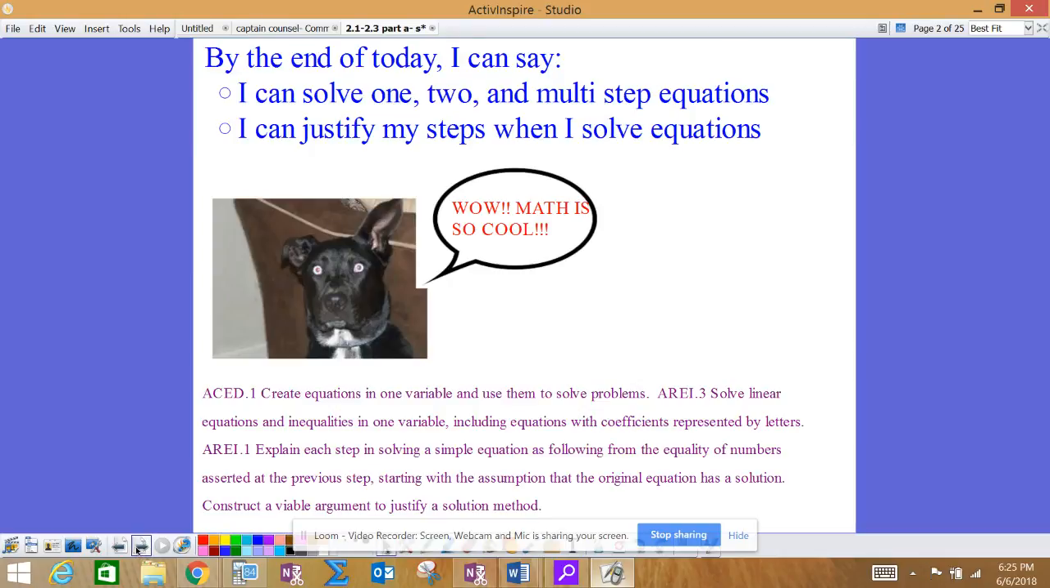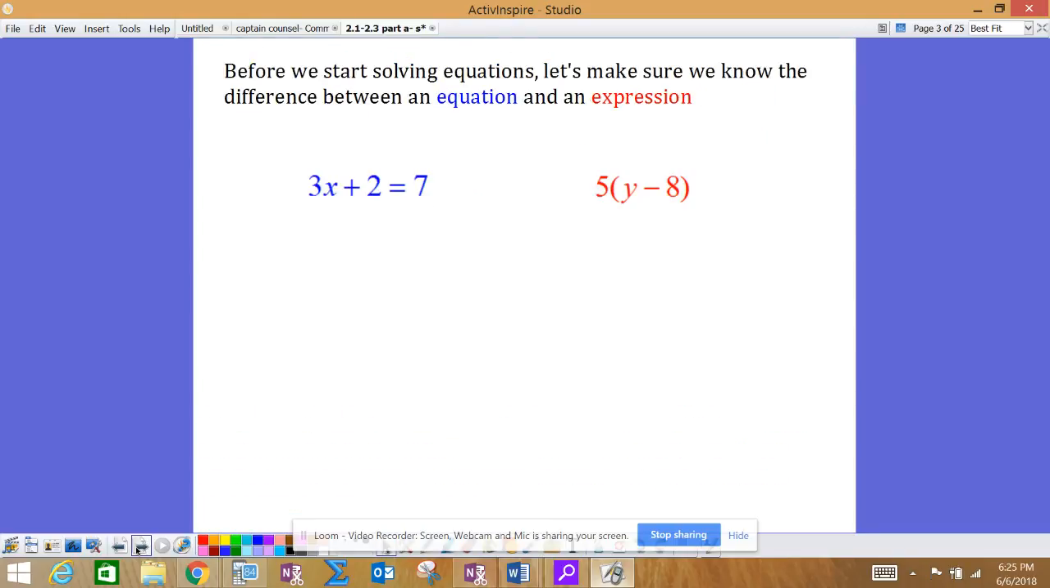So before we get started with the lesson, let's talk about what things we want to get done by the end of today. By the end of today, you're going to be able to say that I can solve one-, two-, and multi-step equations, and I can justify my steps when I solve equations.